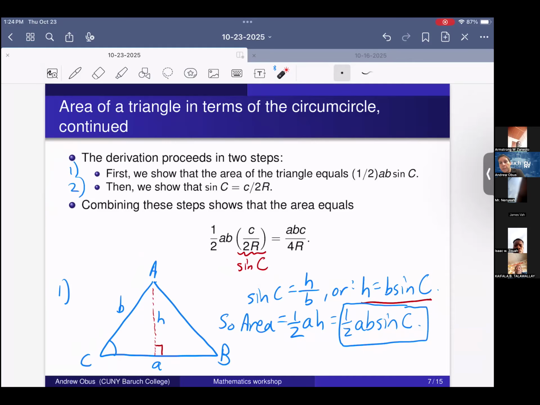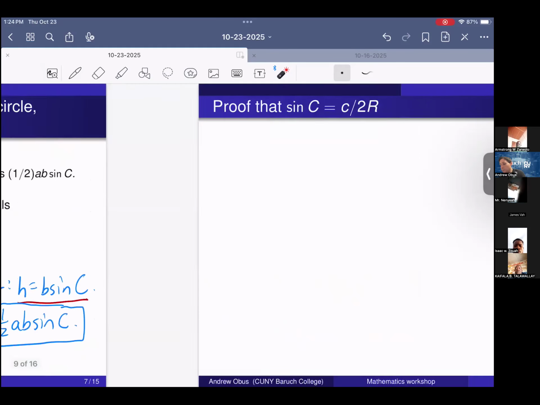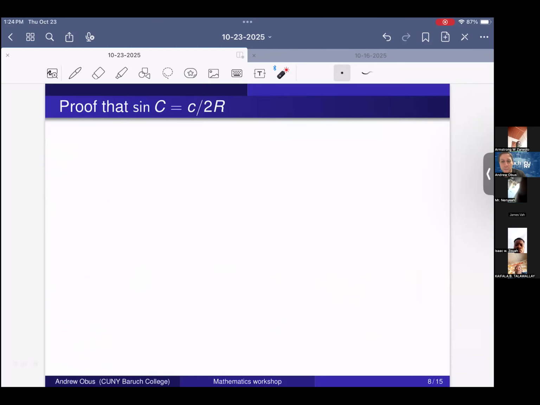Okay, so let's do step 2. All right, so how do you do step 2? Step 2 is a little harder. So we need this proof that sine of C equals c over 2R.